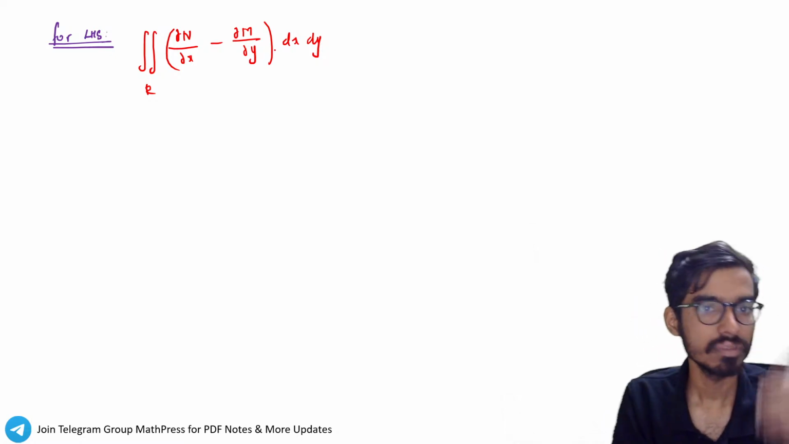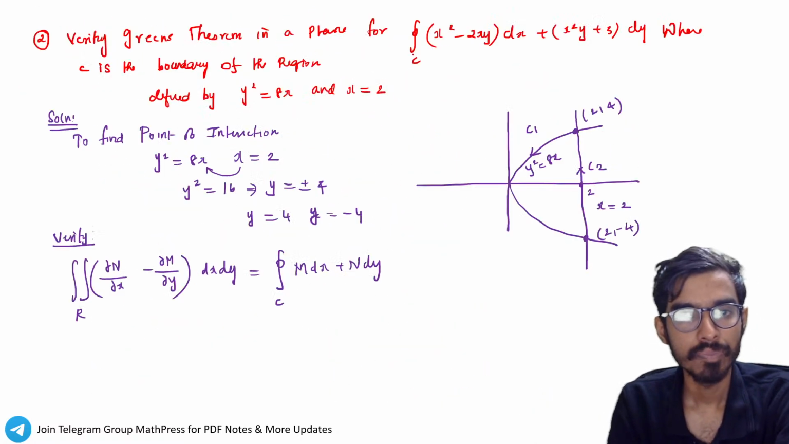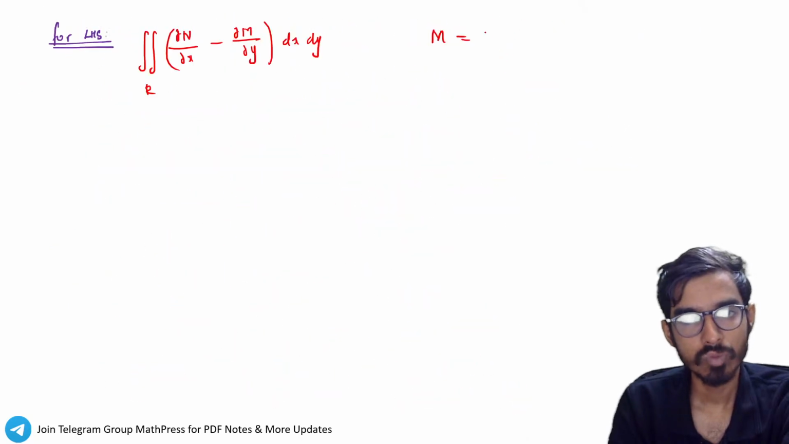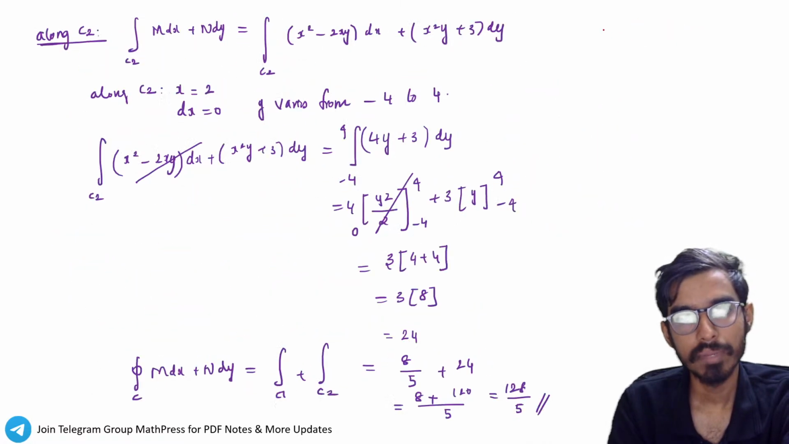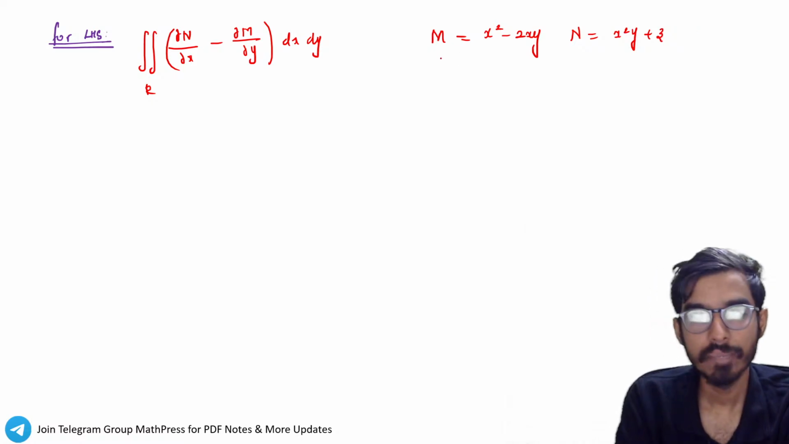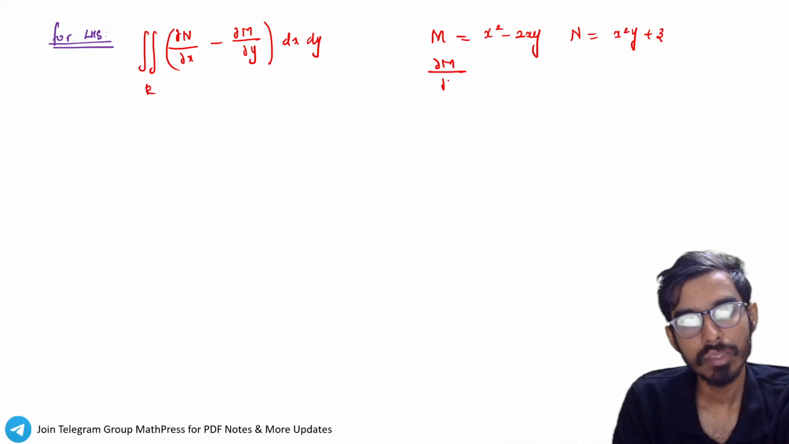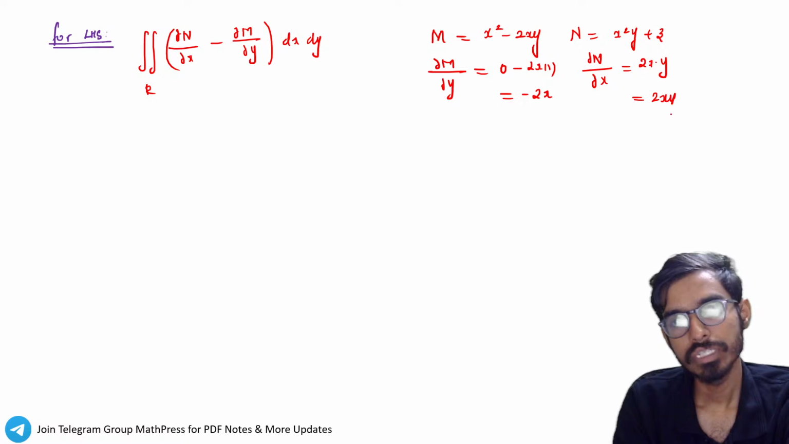Now, very easy to evaluate, right? So what is M here? M dx plus N dy. So M is x square minus 2xy. What is N? N is x square y plus 3. Right? x square y plus 3. So we need dou M by dou y, which is 0 minus 2x into 1. So we will have minus 2x. And dou N by dou x will be 2x into y, which is 2xy, right?